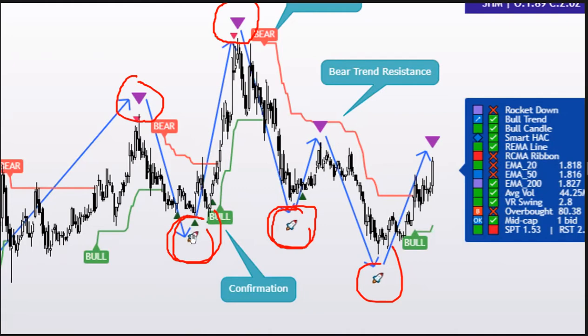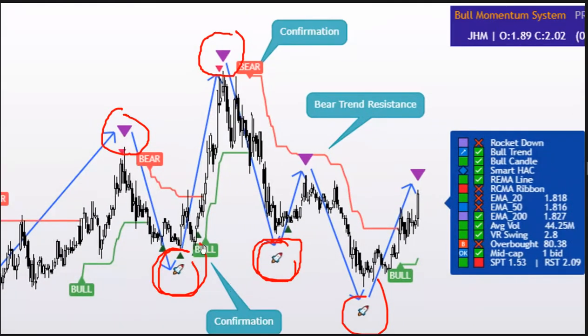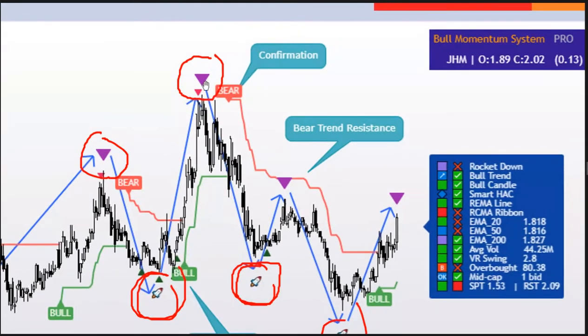So the rocket won't move. The rocket will stay here, because it already has confirmation. Then the price will move up until it reaches the top. Before it reaches the top, you see some red triangle. This kind of thing already gives you some early signal. The signal is trying to detect some selling pressure.